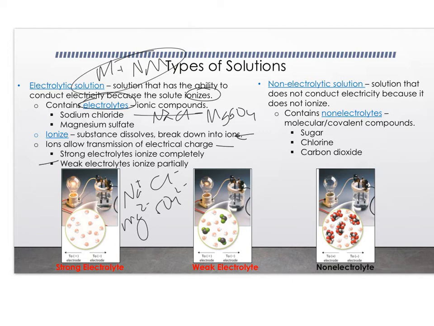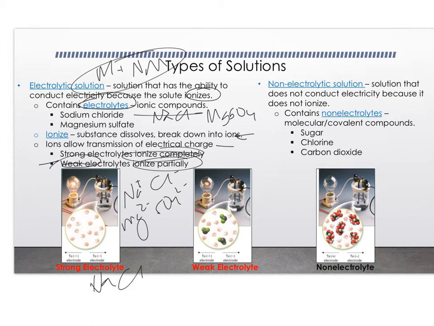A very strong electrolyte will ionize completely, and then your weak electrolytes will only ionize partially. You don't necessarily have to know the differences between strong versus weak electrolytes at this point. Just know that a strong electrolyte, such as sodium chloride, will ionize completely in solution.